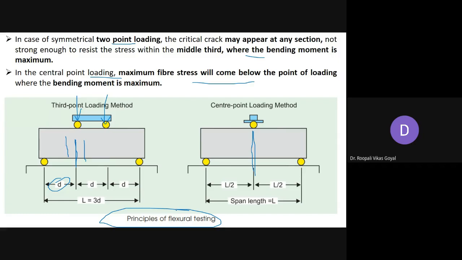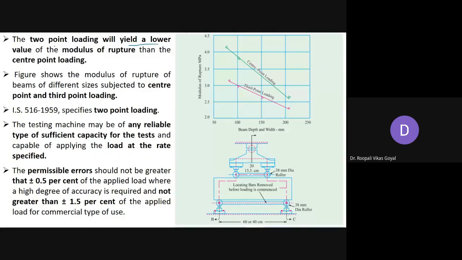So basically 2-point loading will yield a lower value of modulus of rupture than the center point loading. So here are some of the results that are given. On y-axis we have modulus of rupture, and this is beam depth and width. So you can see that for center point loading, all the values are higher. Okay, and for third point loading, the modulus of rupture is coming less. So which type of loading you are applying will also change your particular value of modulus of rupture, and ultimately modulus of rupture itself is called as the flexural strength of concrete.